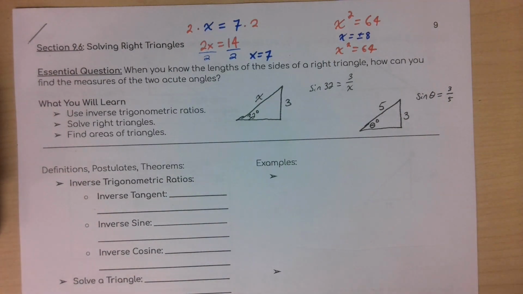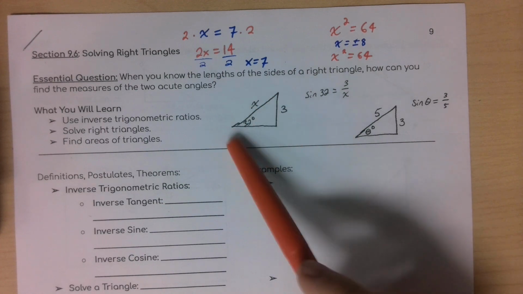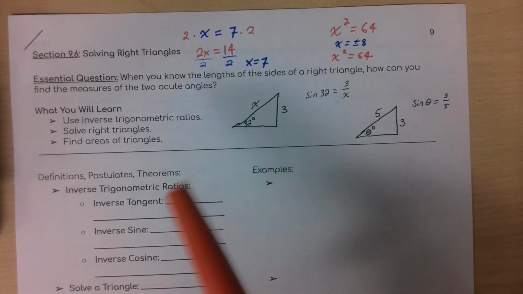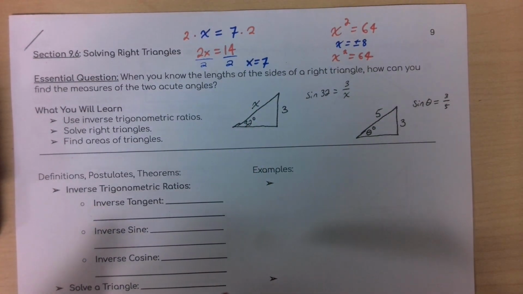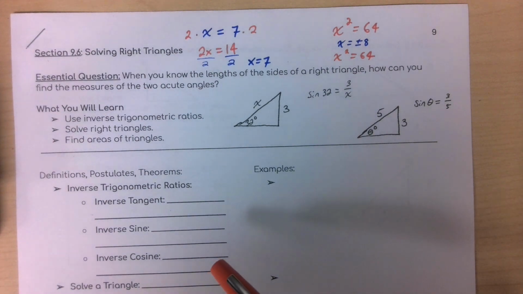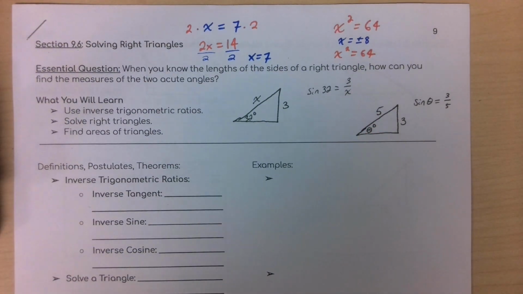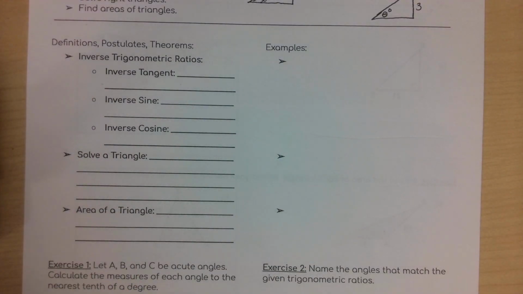Our goal today is to talk about an inverse, or a reversal, of our ratios. Right now, our ratios say, if you have an angle, you can find a side. We're going to reverse it to say, if you know your sides, you can find an angle. So let's take a look at these inverse trigonometric ratios.